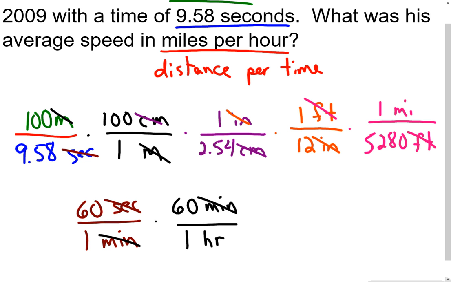The only thing that remains now is just multiplying and dividing all of this. So this is where I grab my calculator, and I type 100 times 100 times 60 times 60, because that's all my numerator. And then I'm just going to start dividing. I divide by 9.58, divide by 2.54, divide by 12, divide by 5,280, and that's it. When I punch that all in my calculator, I find out that Usain Bolt's average speed in that 100-meter dash was 23.35 miles per hour.